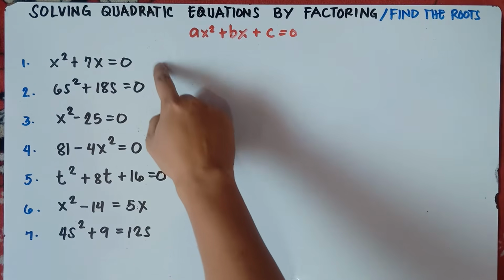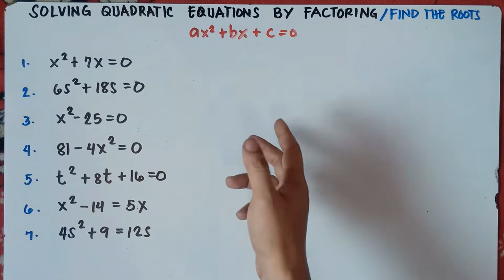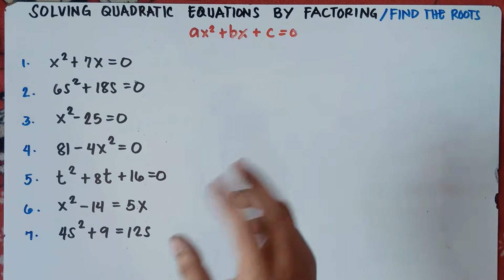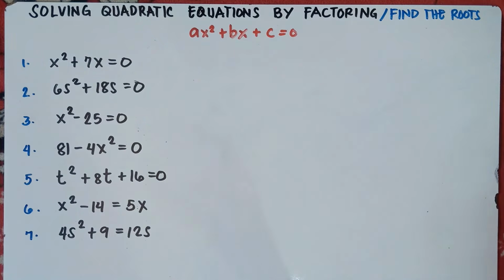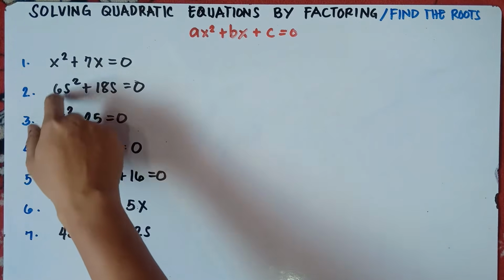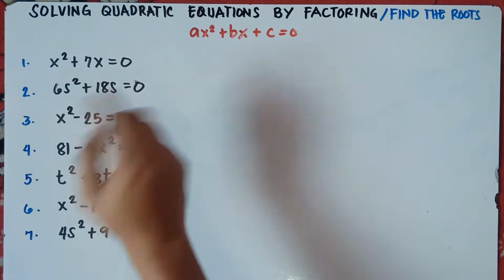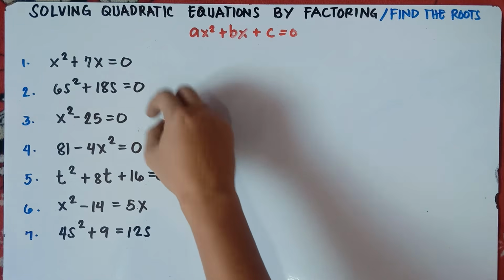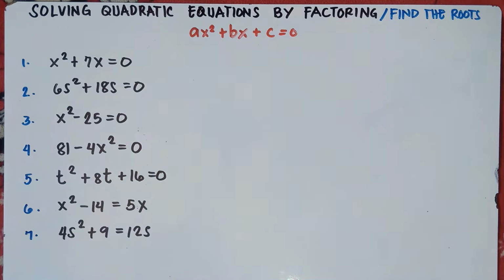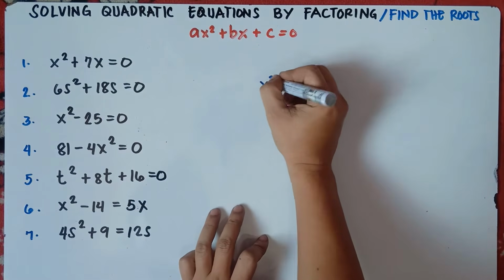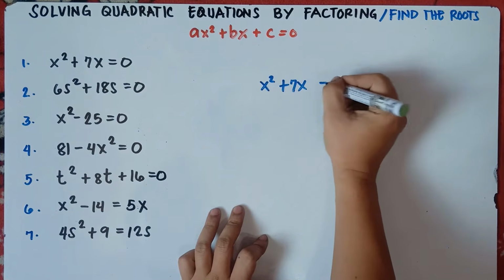For numbers 1 and 2, you don't have the value of the constant. Once again, we will know that it is a constant because a constant is just a number alone. For numbers 1 and 2, we do have the quadratic term and the linear term. So what we can do is factor this out by finding the GCF. Alright, let's start with number 1, x squared plus 7x equals 0.